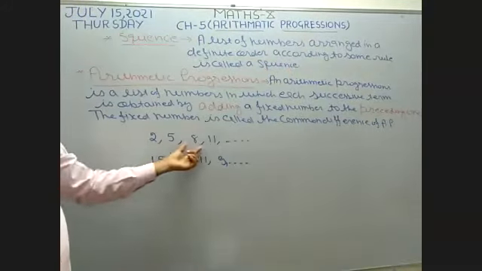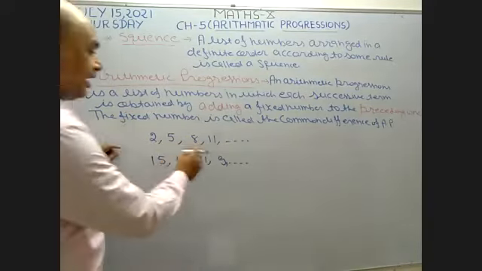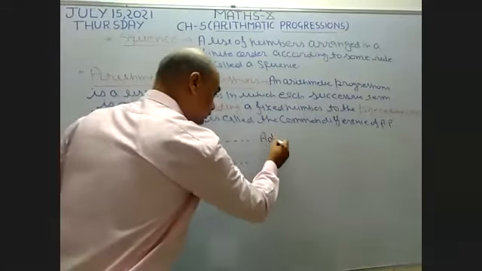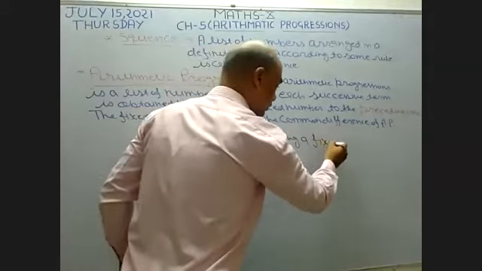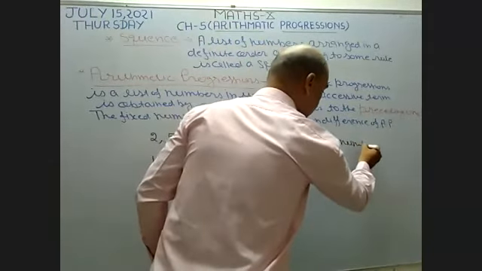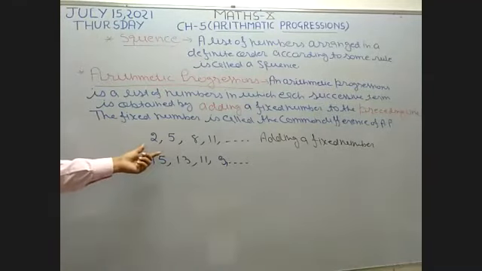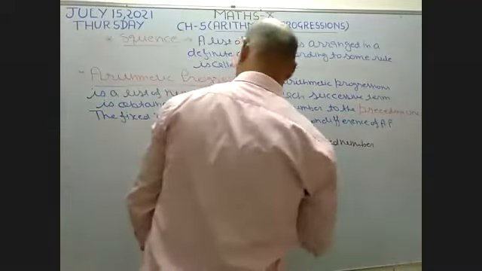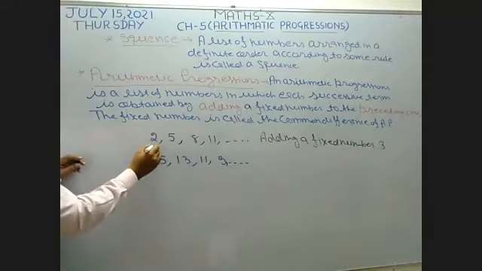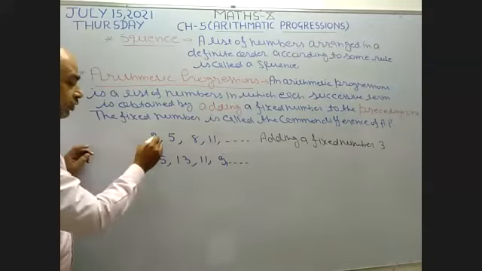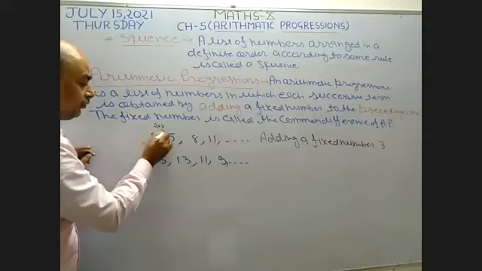Now tell me which rule this sequence is going to follow. Adding a fixed number. This sequence is going to follow adding a fixed number 3. See, what is the first number? First number is 2. When you add 3 to the first number, this becomes 5.